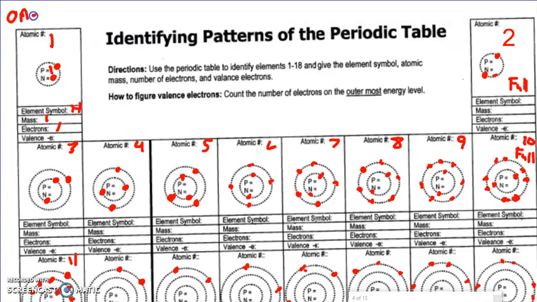Come on, pen. 1 valence E. Come on. Well, we all know it's valence electron. Apparently the pen is stuck.